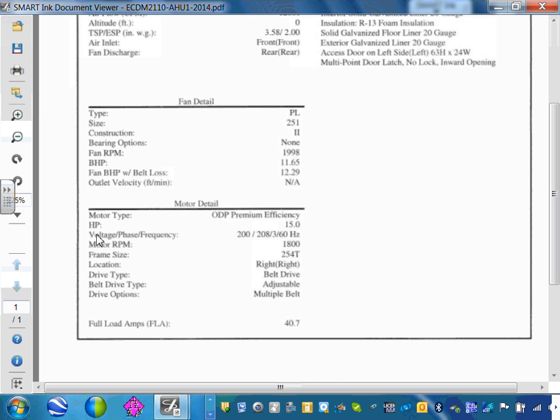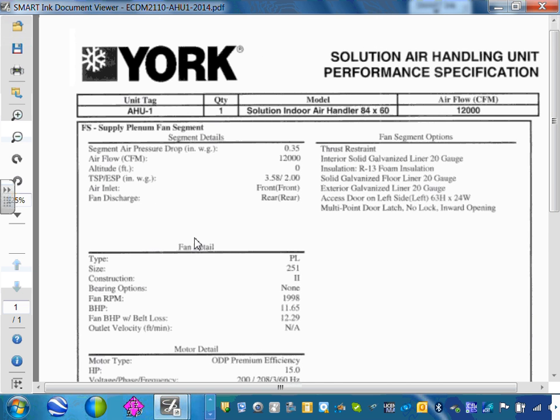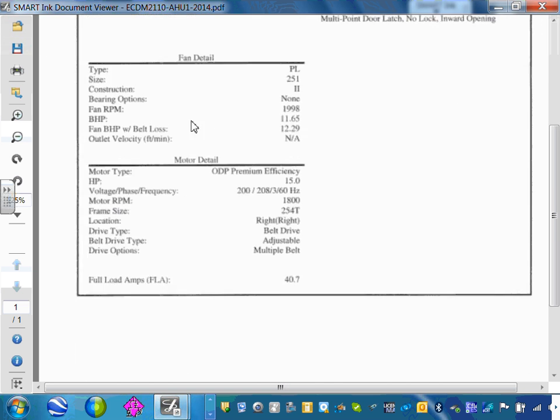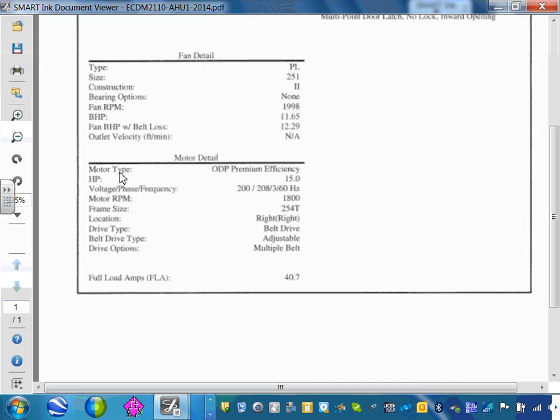So for example, if you look way at the bottom, it says motor details. This is for air handling unit 1. Can you guys see where it says motor details, motor type? I don't care about the motor type, but the horsepower. Do you see the horsepower for this motor? 15. And this information is already in the sheet for you.